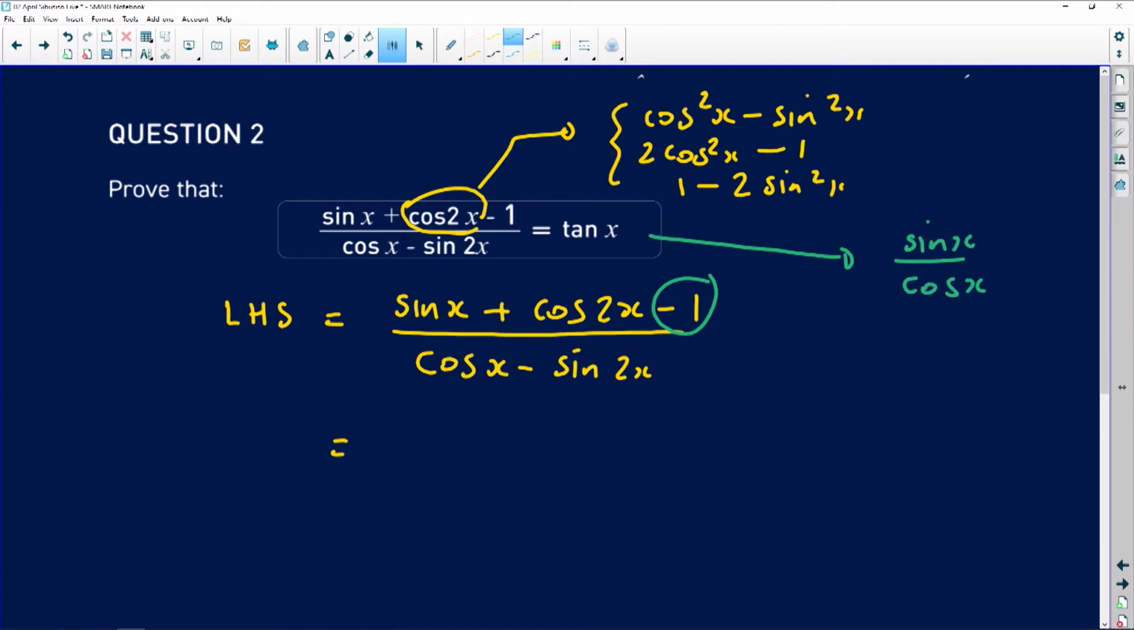So whatever version I'm picking here, it is wiser to pick the one that will give me sines on the numerator, because I want to have sine on the numerator and cosines on the denominator so that I can have sine over cos, which will give me tan. So of these 3 versions, the best one to pick has to be the last one, 1 minus 2 sine squared x, for 2 reasons. Number 1, it has a plus 1, which will remove that minus 1. Number 2, it is in terms of sine, so the numerator will be sines, and then I'll be able to get my tangent from that.